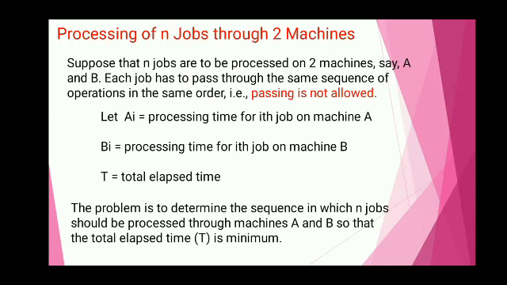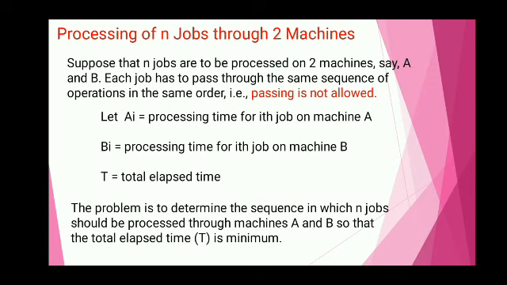Now we proceed to discuss type 1 job sequencing problem, that is processing of N jobs through 2 machines. Suppose that N jobs are to be processed on 2 machines, say A and B. Each job has to be processed through the same sequence of operation in the same order. That is, passing is not allowed.